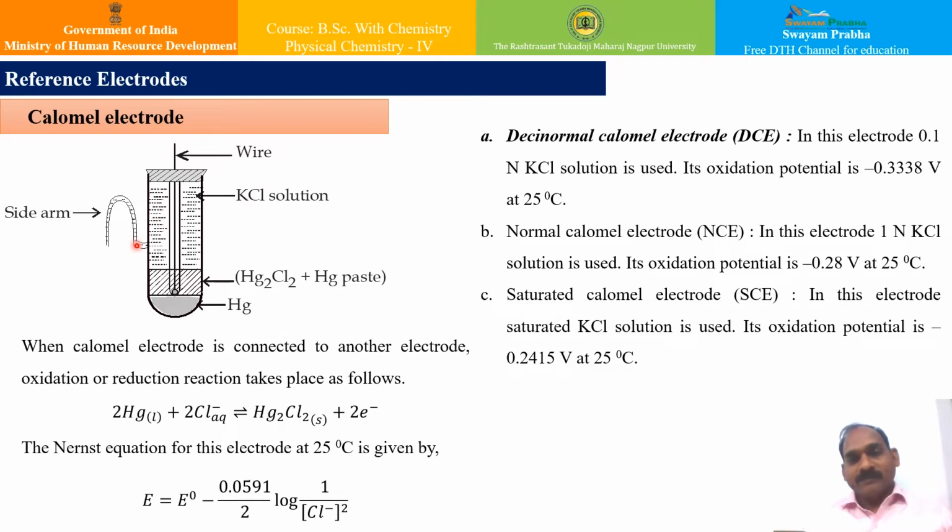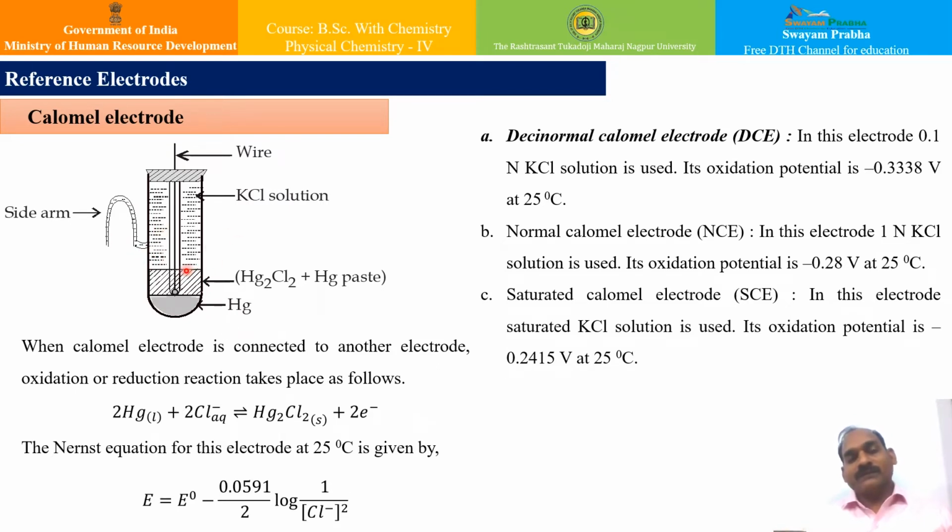The side arm is actually provided for the connection of the electrode to another electrode, and a platinum wire is used for the electrical connection to the external circuit. Now, you can use this electrode as a half cell with any other half cell. Whether you are utilizing it as the anode or as a cathode, both ways it can act.